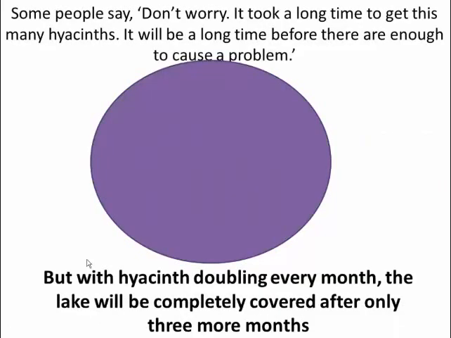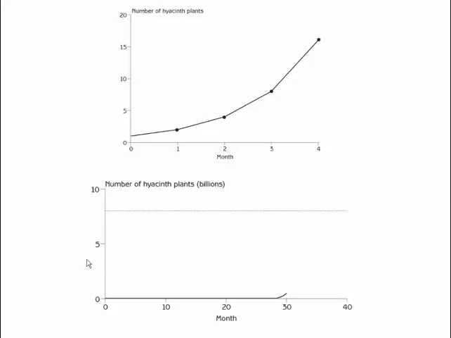Some people say, don't worry, it took a long time to get this many hyacinths. It'll be a long time before there are enough to cause a problem. But with hyacinths doubling every month, the lake will be completely covered after only 3 more months. Remember, 2 years to get to 0.2% coverage, another 6 months to get to 13% coverage, and another 3 months to get to total coverage. This is classic exponential growth or density independent growth.